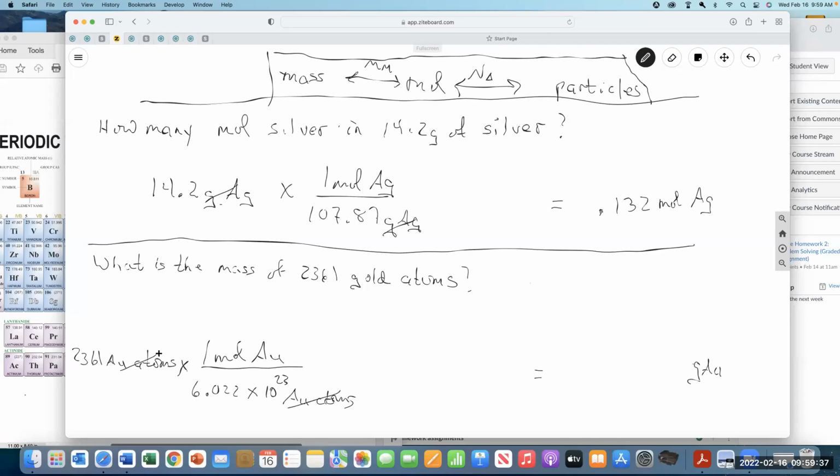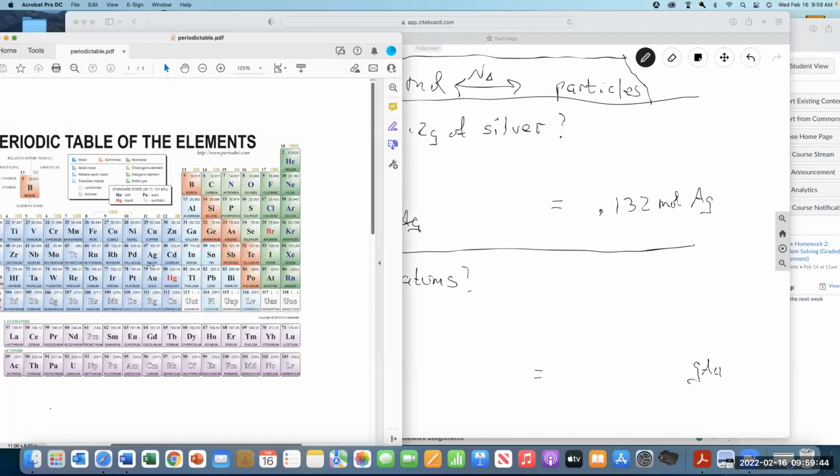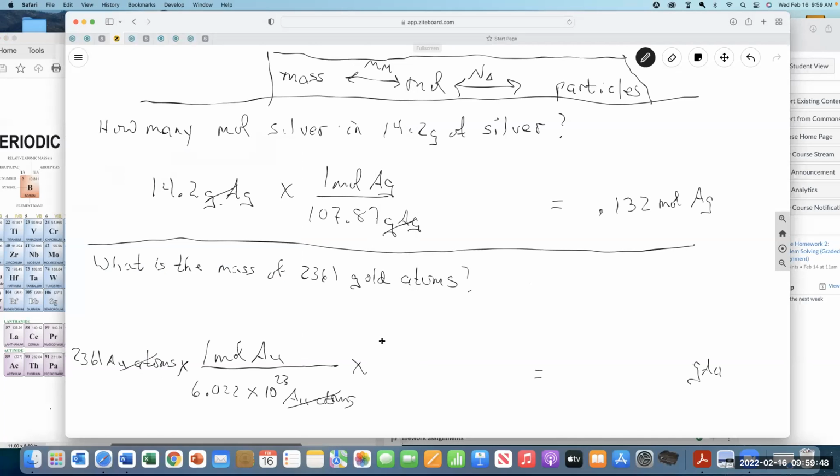I'm going to cancel out as I go. So that same approach to problem solving that we've been using. Now I'm in moles. I want to go to grams. I look up the molar mass of gold, 196.97. 196.97 grams, and I want grams on the top.